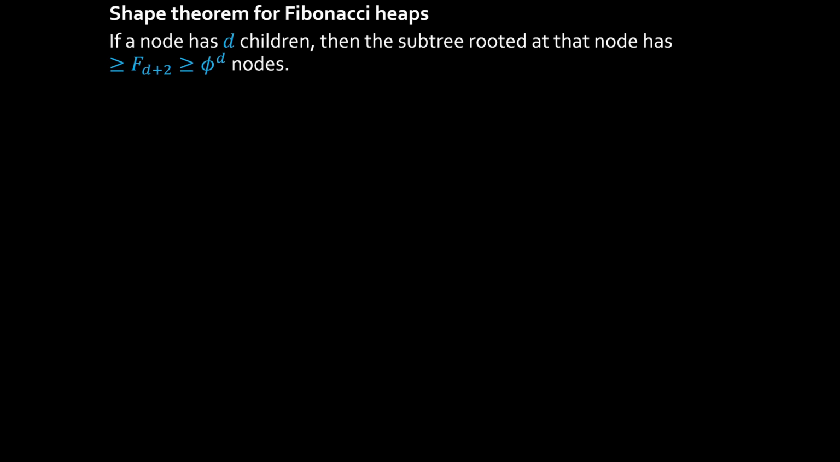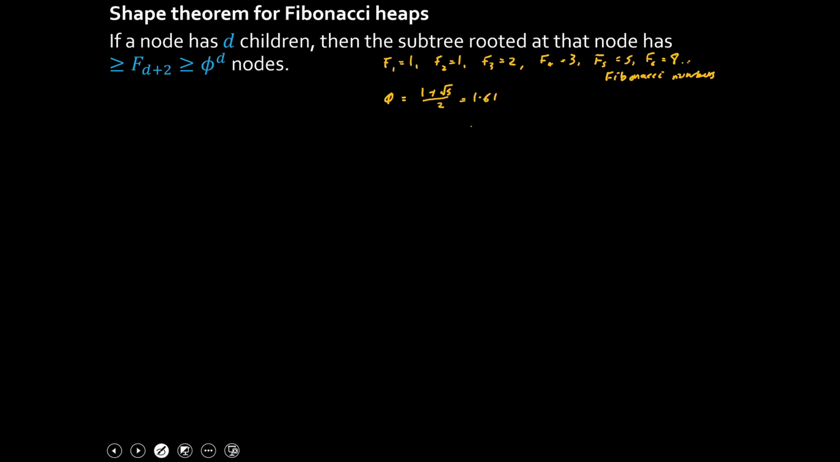Let's just define some terminology here. F is the Fibonacci sequence. F1 is 1, F2 is 1, F3 is 2. You sum up the preceding two items. F4 equals 3, F5 equals 5, F6 equals 8. These are the Fibonacci numbers. And phi is the golden ratio, which is roughly 1.618.